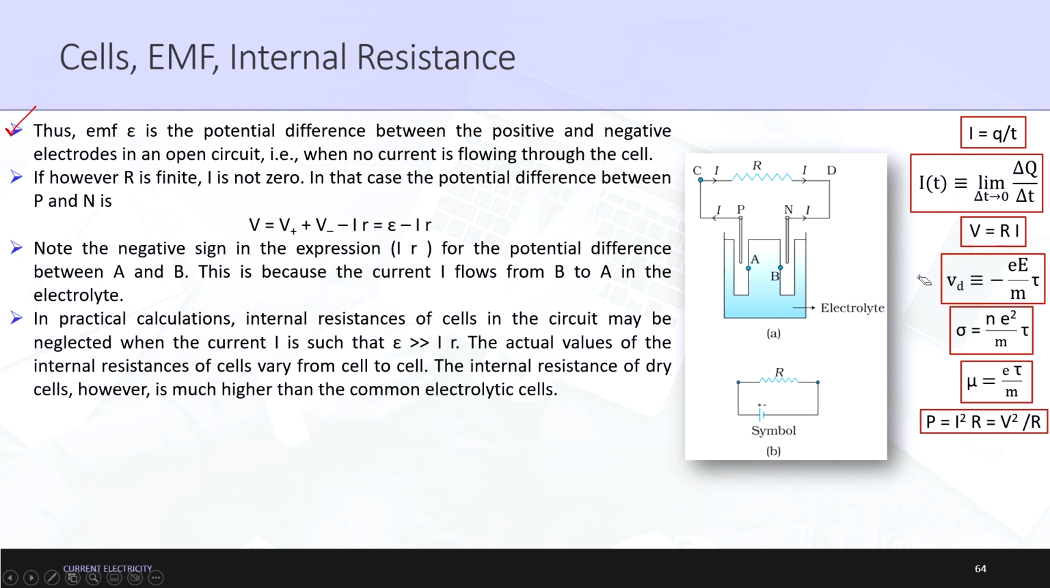Okay. If however capital R is finite, so the previous case till here was where we assumed that the value of capital R was infinite. Now we are understanding what happens if capital R is finite. If capital R is finite, I is not 0, quite evident, because we can understand this as I equals V by R, and because the value of capital R is not very high or tending to infinity, I cannot be 0. Therefore, there will be a finite value of current.